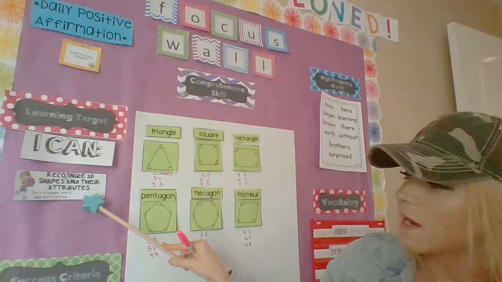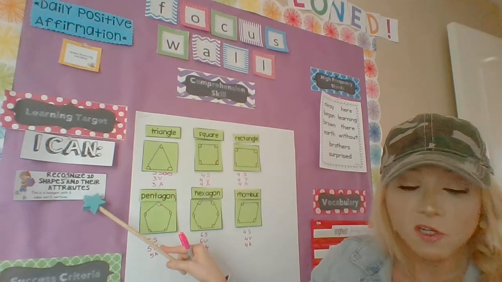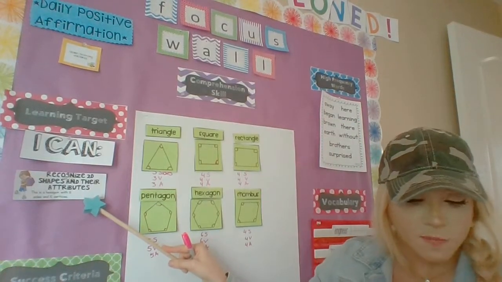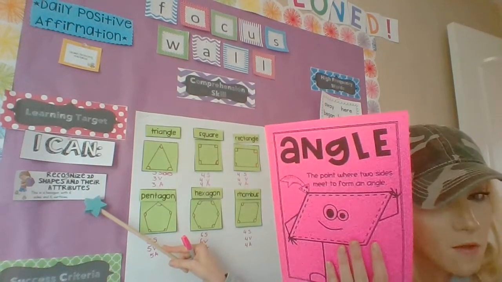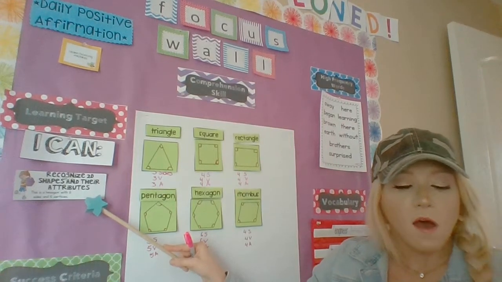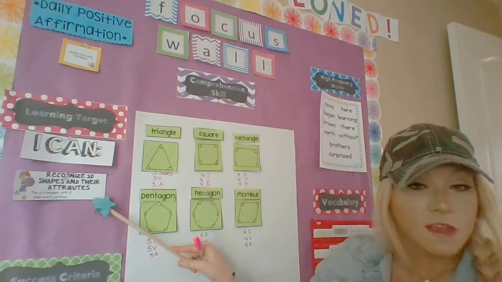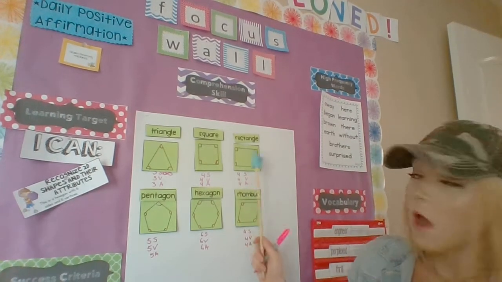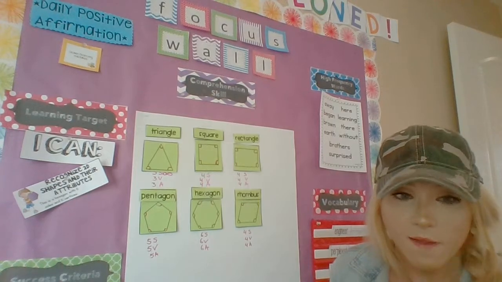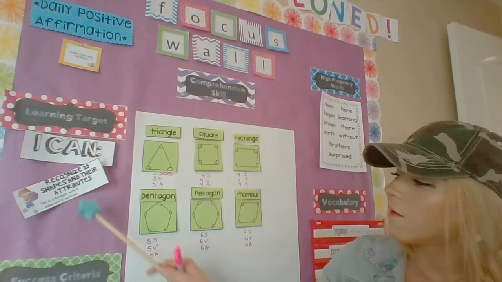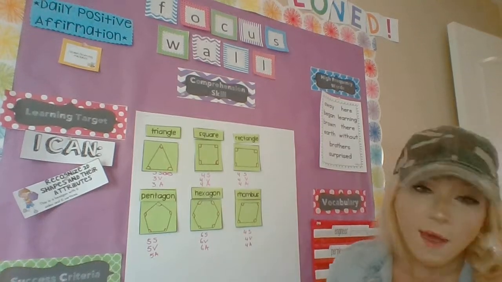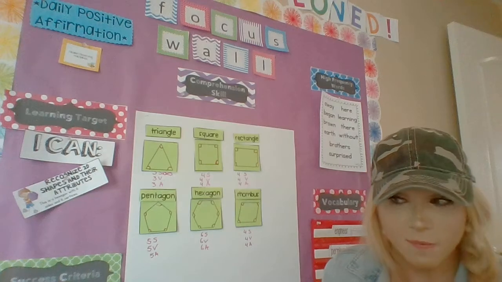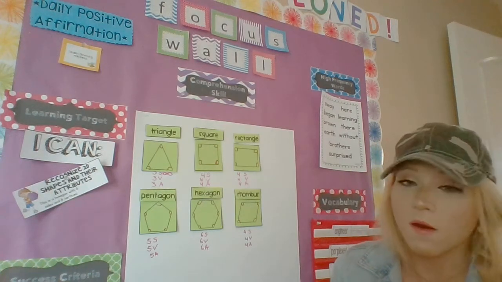We need to also recognize their attributes. And we talked about how attributes are vertices, attributes are angles, and attributes are sides. Did we count the sides, vertices, and angles of all of these 2D shapes? Yes or no? Yes, that was also part of our goal, so check. And that was our goal for today, to get you guys warmed up and started on the first day of shapes. So we reached our goal.